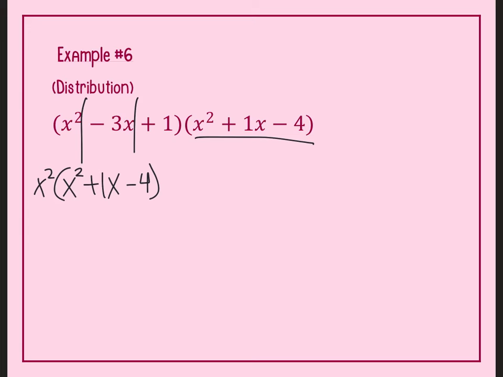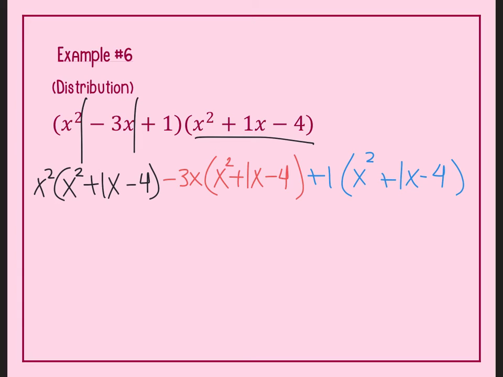Then I'm going to take that middle term, that minus 3x, and I'm going to multiply it by everything in the second parentheses. And then I'm going to take that plus 1 and I'm going to multiply it by everything in the second parentheses. So distribution method is multiply here, here, here. So I'm going to start with x squared times x, x to the 4th. And I'm just going to keep multiplying those 3 terms.